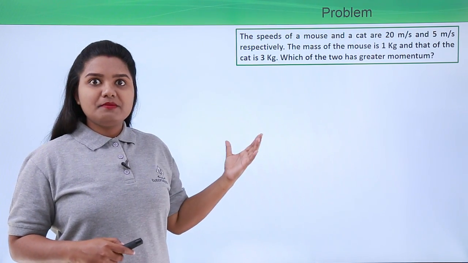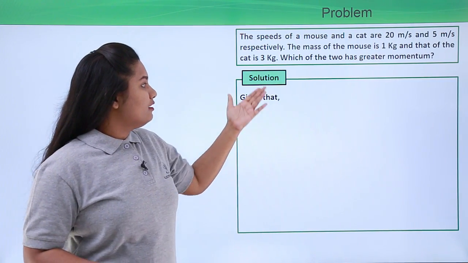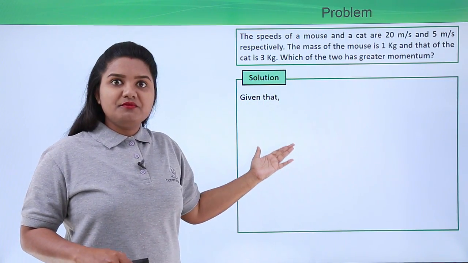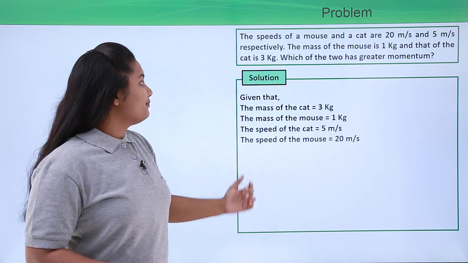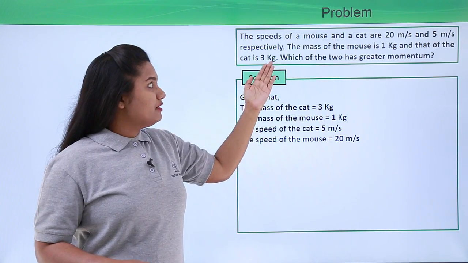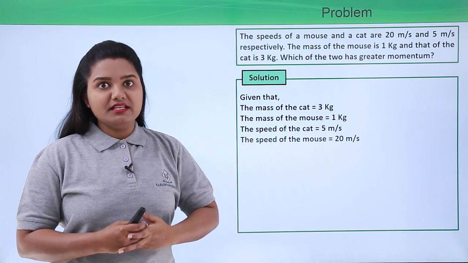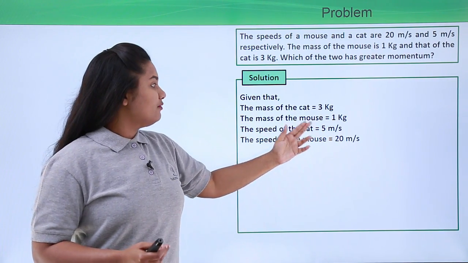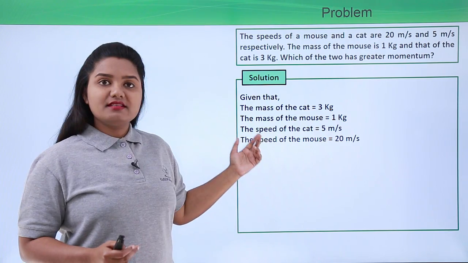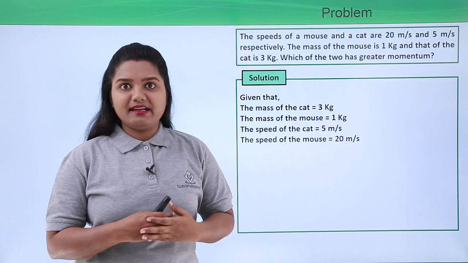So the first step that we will be following to solve this problem is to list out whatever information we have from the question. So we will be doing that here. The mass of the cat is given to be 3 kg. The mass of the mouse is given to be 1 kg. And the speed with which the cat is moving is 5 meters per second, whereas the speed with which the mouse is moving is 20 meters per second.